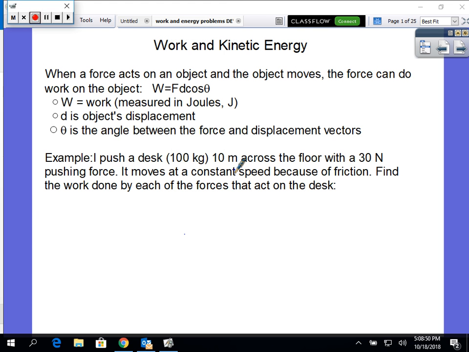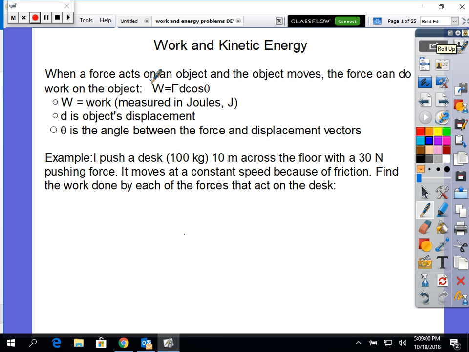This podcast covers work, energy, and the work energy theorem. To calculate work, we use this formula. W stands for work, F is the force doing the work, d is the distance or displacement that the object makes, and theta is the angle between the force vector and the displacement vector.